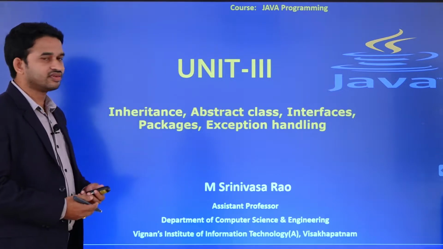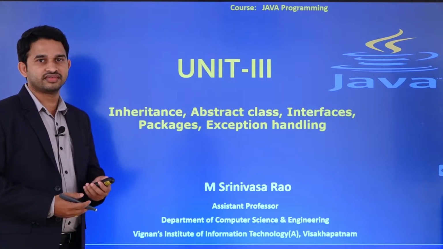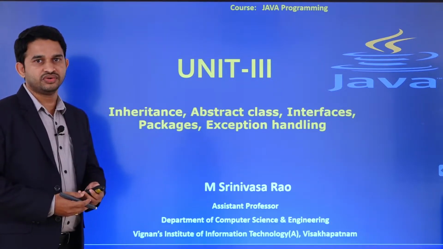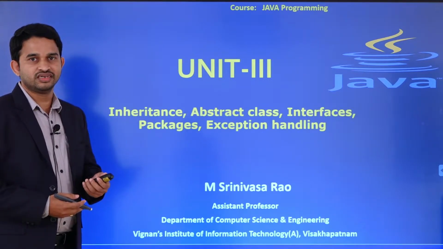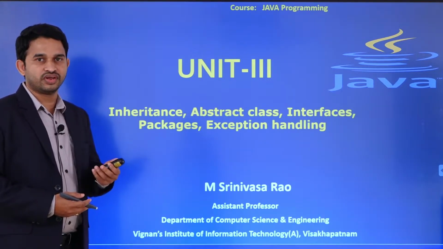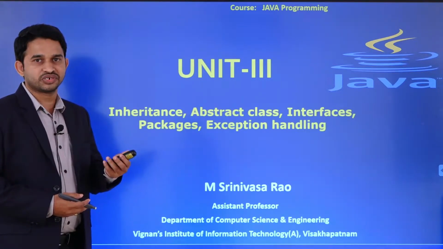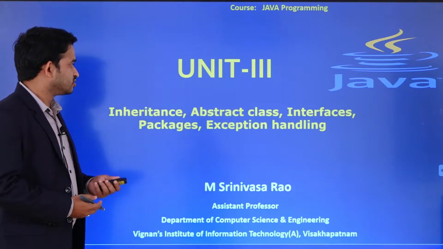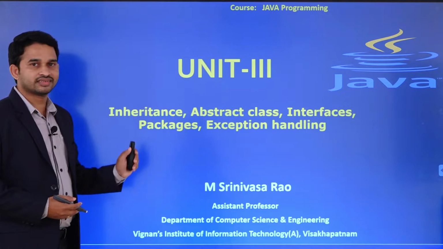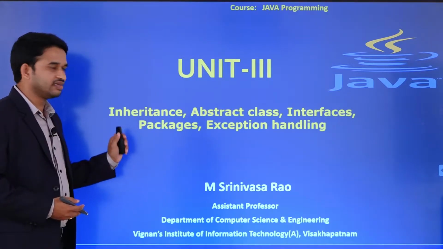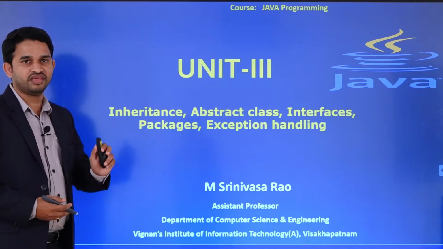So till now we discussed unit 1 and unit 2. In unit 1 we discussed the fundamental basics of Java programming. In unit 2, the basic needs for Java programming: objects, class declaration, how to create an object, method overloading, and constructor overloading, right? In unit 3, the key concepts are inheritance, abstract class, interfaces, packages, and exception handling. These are very important while we are developing applications.